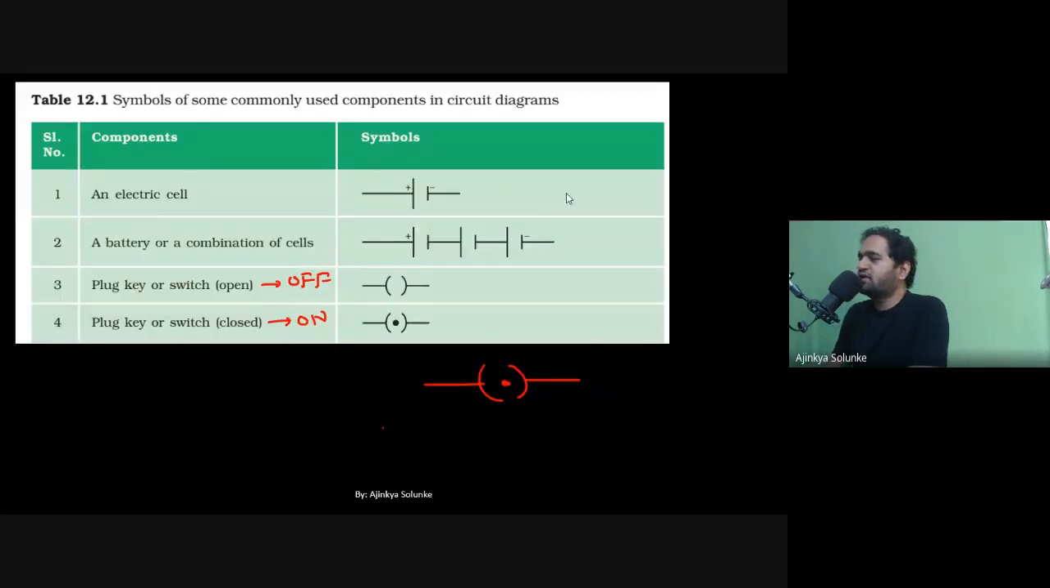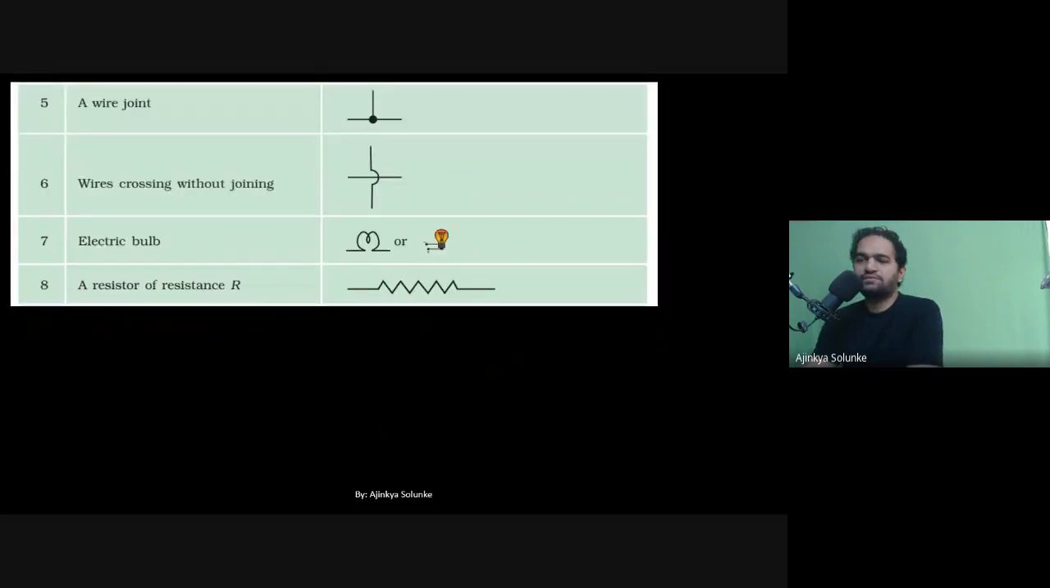Okay, so moving on from that point, the circuit is not going to work, the bulb is not going to glow, it's going to remain off, right? Okay, so next point. There are two more things: a wire joint and a wire crossing without joining. Let me give you an example. Just consider that this is a wire A to B.